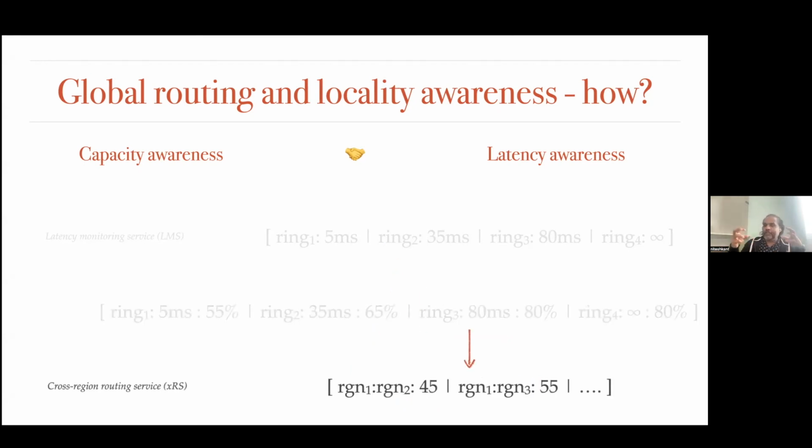Based on these two inputs, the cross-region routing service creates a matrix which says, for example, region 1 should route 45% of traffic to region 2 and 55% to region 3. This matrix gets published to all of the service router instances, and that's how it defines the cross-region boundaries. That helps us establish a central primitive so that every service router can define what locality it belongs to.